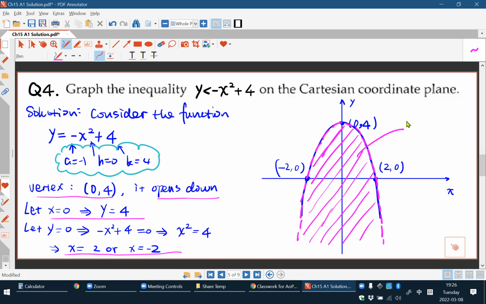Okay, so basically this is a region that corresponds to y is less than -x squared plus 4. Okay, please have a look at this question and let me know if you have any questions.